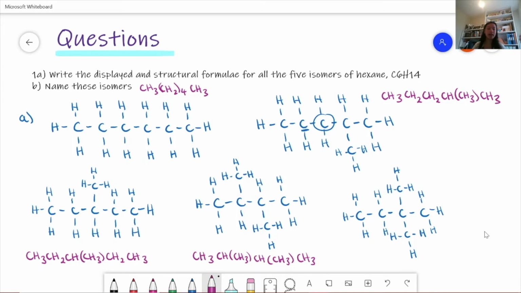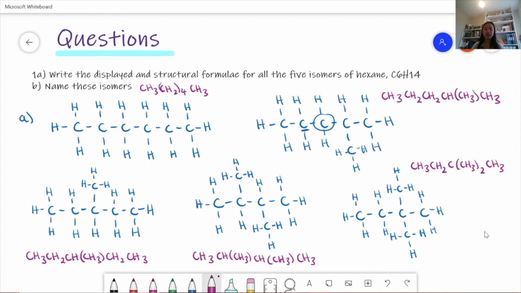And then finally, the last one, we have CH3, CH2, C, and then CH3 with a 2, and then CH3. So as you can see, all of their structural formulas are completely different, but they all end up with the same molecular formula, which is C6H14.